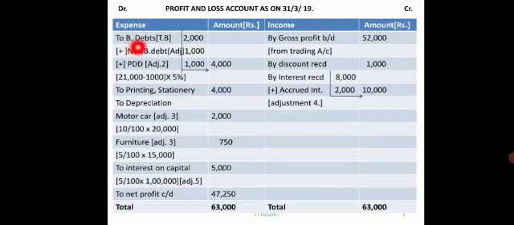First one is bad debts. Now bad debts in the trial balance is 2,000. To this I will add the additions that are made in adjustments. Adjustment 1 says 1,000 further bad debts have to be provided. Adjustment number 2 says 1,000 has to be provided as further bad debt. So old plus new, total bad debts are 3,000.